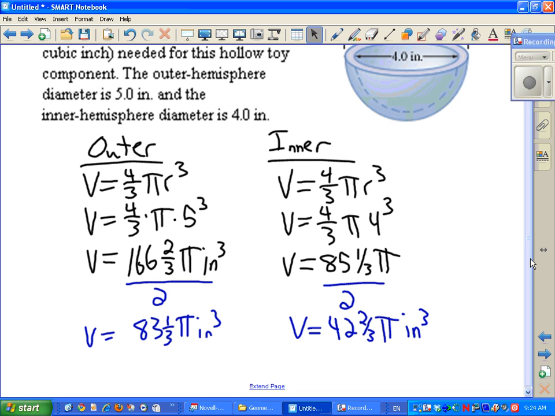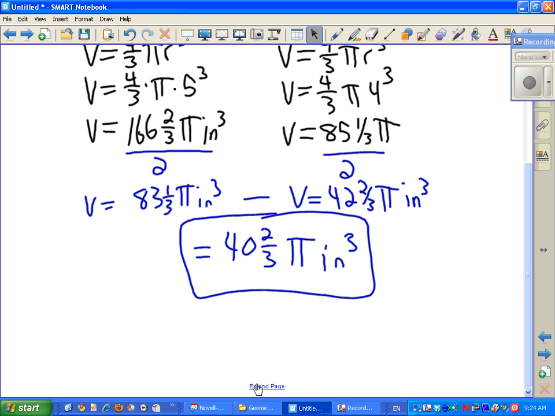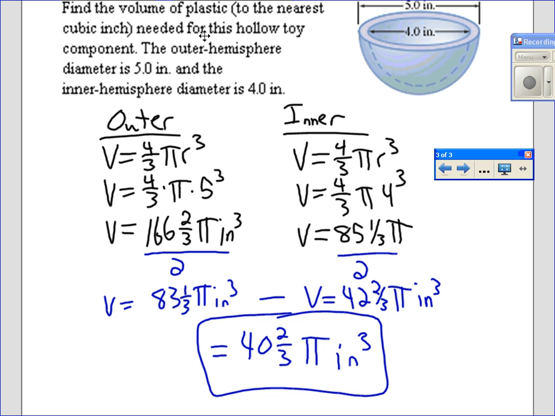If I subtract the two to figure out the volume of just the part in between them, I do 83 1/3, and I subtract 42 2/3, and I get 40 2/3 pi, and that would be the volume of the part in between the outer and the inner. So I'll color that right here. That would be the volume of all of this right here. All of that. All right.